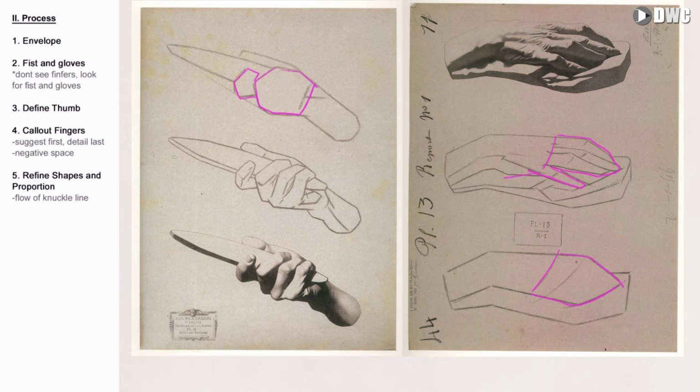So we got a fist and a glove, and you can see that Charles Barg also starts this way to get the realism. Even though you want to get the ultra realism, we got to start with really clean and simple shape. And fist and glove is a great way to start to look at fingers.